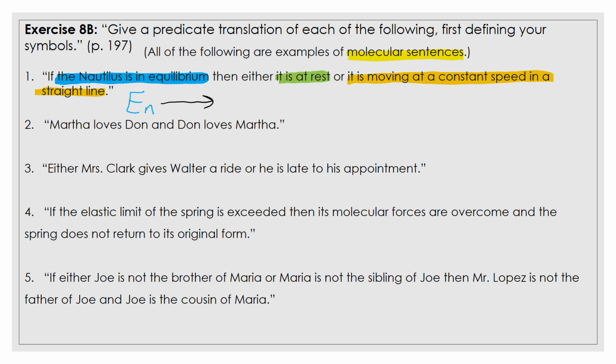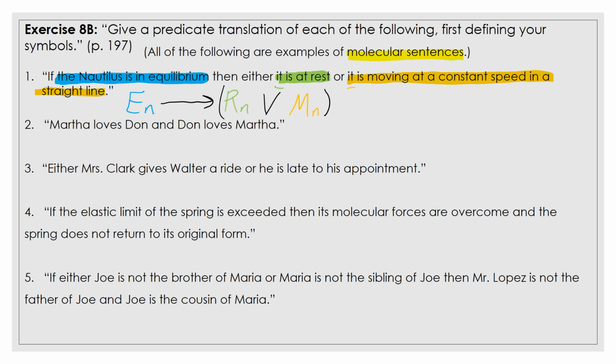It is at rest. At rest is our predicate, so we'll give that a capital R. It refers to the natalist, so we'll give that a lowercase n. We have a disjunction, so we have the or sentential connective. It is moving at a constant speed in a straight line. We can say moving at a constant speed in a straight line is capital M, that's the predicate. The name is the natalist, so lowercase n, and we can put parentheses around our disjunction there.